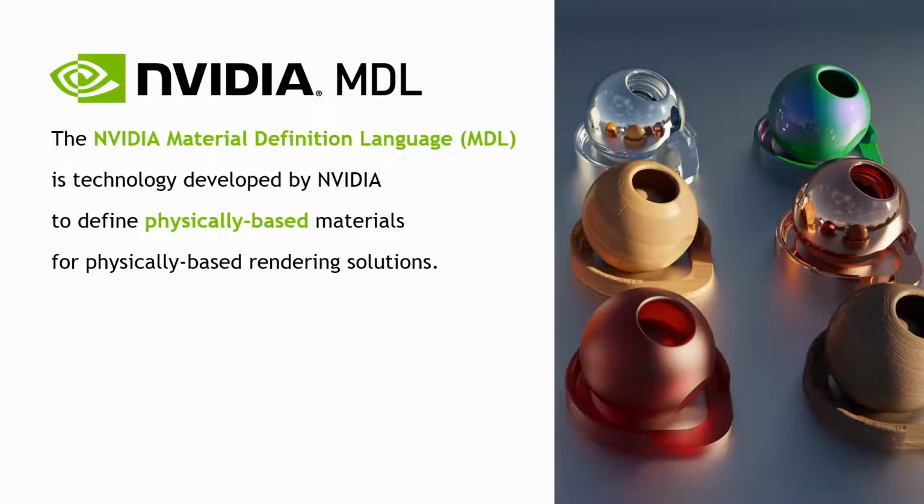At the heart of the Omniverse material system is our material definition language, and I want to spend some moments explaining what it is, how it works, and how you can use it also outside of NVIDIA Omniverse. The material definition language is a technology that we developed at NVIDIA to define physically based materials for our physically based rendering solutions. So what are we talking about when we talk about physically based materials?